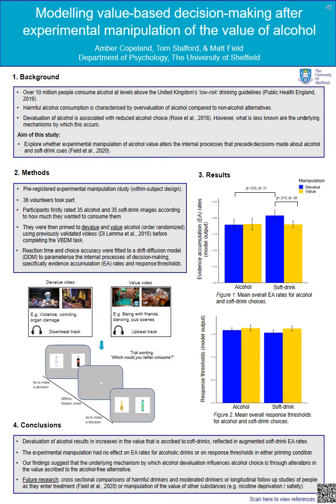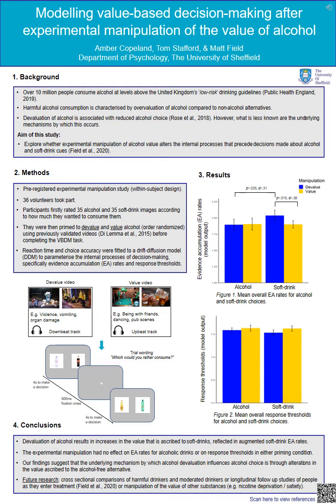After being primed, participants then completed a value-based decision-making task where 2 images appear on the screen and participants are instructed to select the image that depicts the drink that they would rather consume. We applied the behavioural data from this task to a drift diffusion model to recover decision parameters that reflect the internal cognitive components of decision-making.